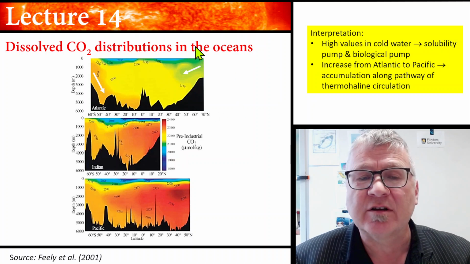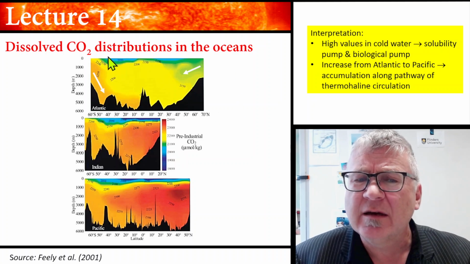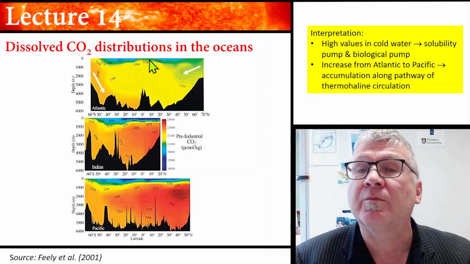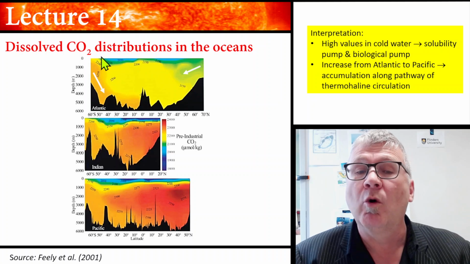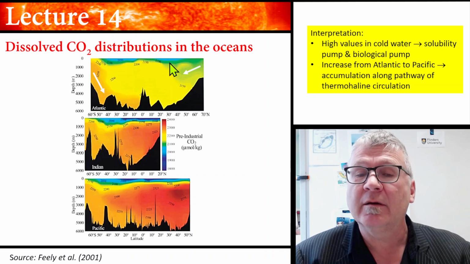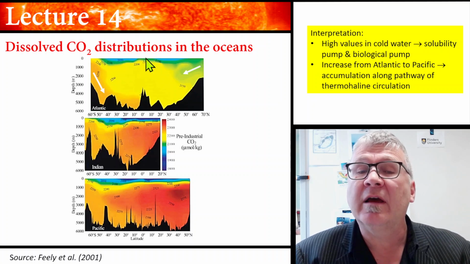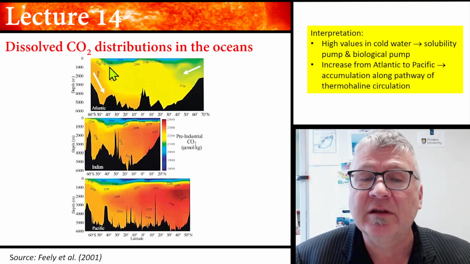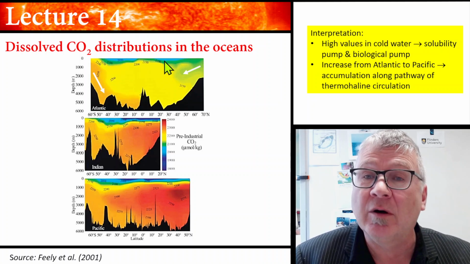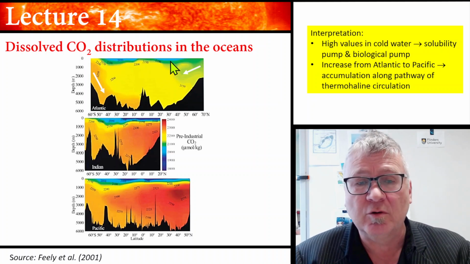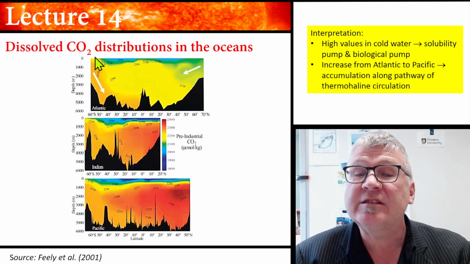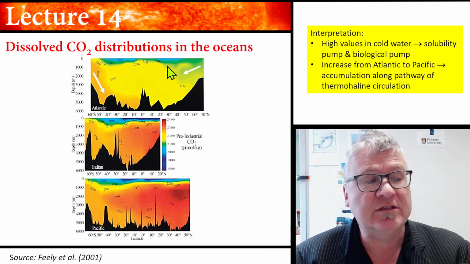Let's have a look at the structure. You can see actually the structure of what we call the permanent thermocline. This is the warm water. Okay, and warm water has a lower solubility compared to cold water. It can hold less CO2 compared with cold water. Okay. That's why we have lower concentrations near the surface.